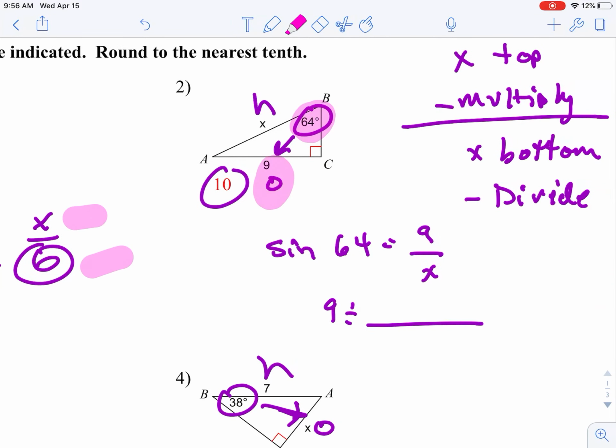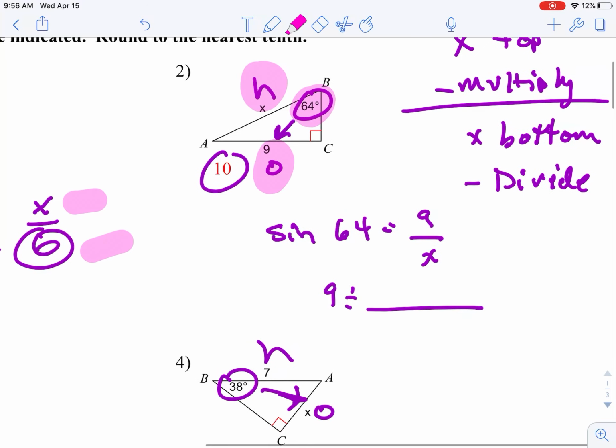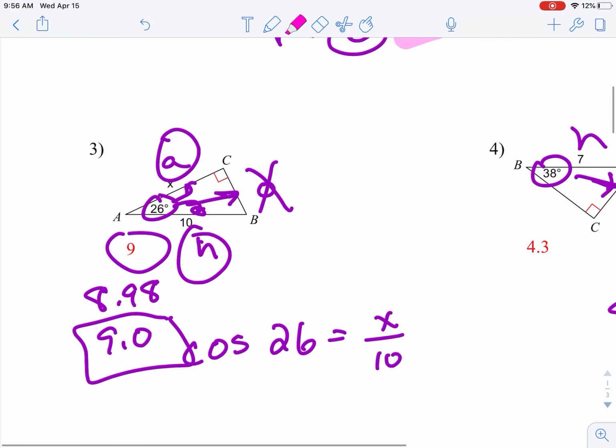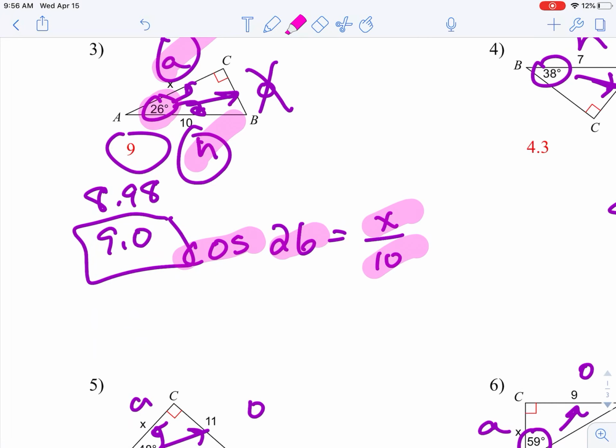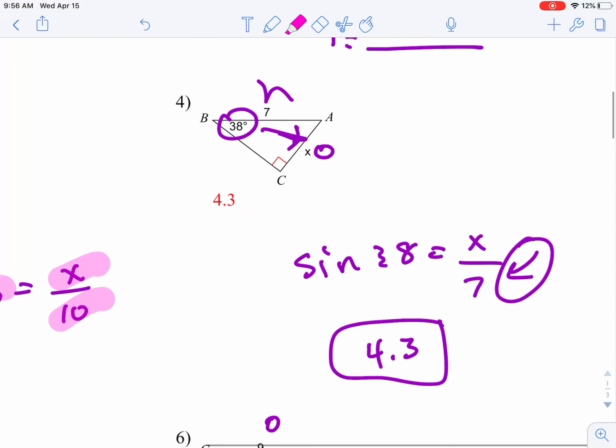From 64, this is opposite, hypotenuse. So it's a sine, all right? But 9 is on top, x is on the bottom, so you divide, and that's your answer, okay? From 26, you need adjacent and hypotenuse, so that's cosine 26 equals, now it's a over h, so that's why it's x over 10. Now x is on top, so you multiply 10 times cosine 26, okay?